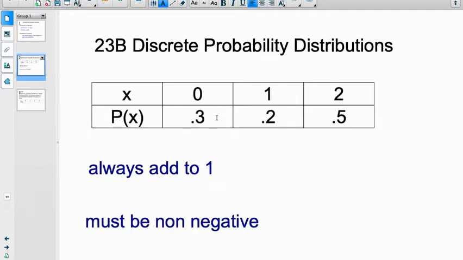Also, probability can't be bigger than 1 or negative. So it has to be in between 0 and 1 for the probabilities.